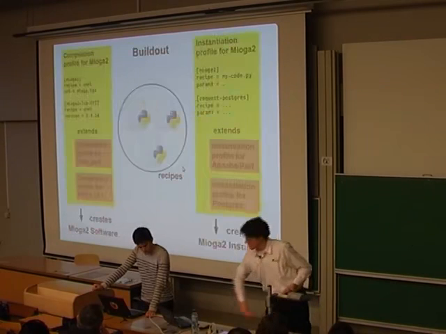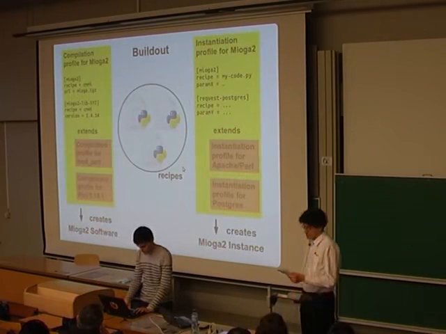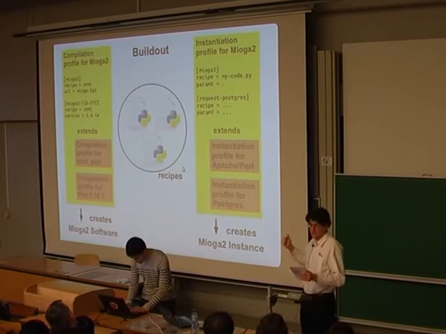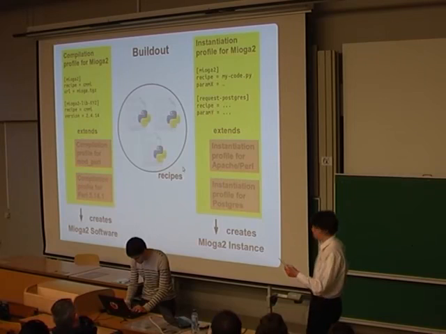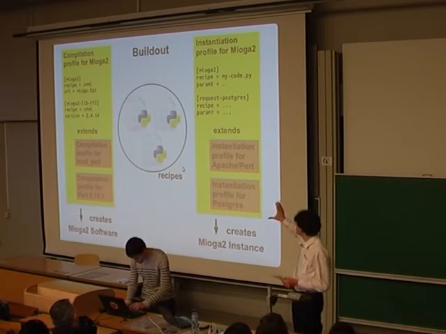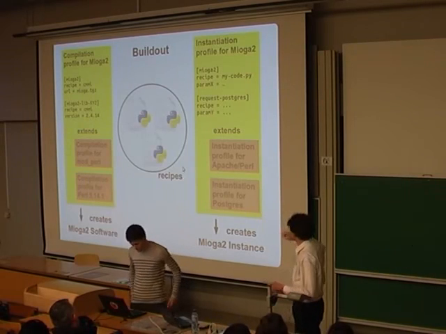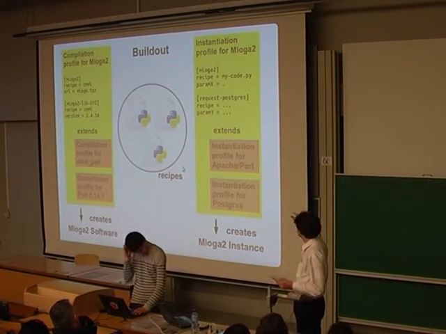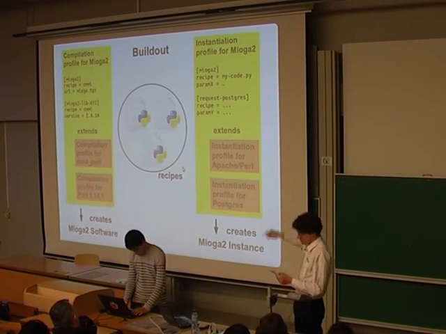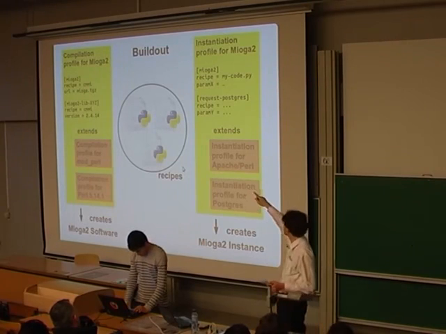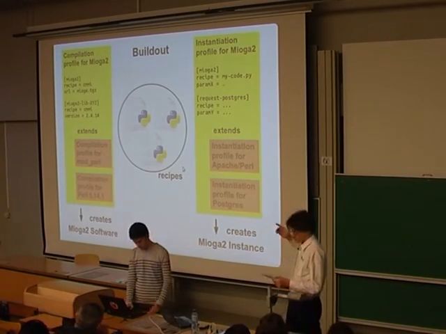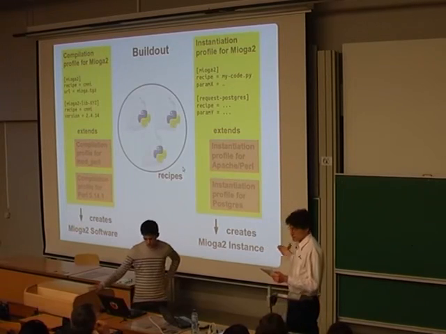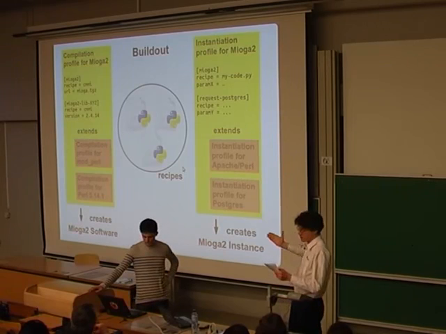Both compilation and instantiation use buildout. Buildout is a Python system that takes care of the life cycle of the software: downloading, patching, compiling, and deployment. There is reuse of code going on at several levels. First of all, you have blocks of Python code, which are called recipes. And then in a buildout profile, on the left and right, I call the recipes with parameters. So the profile is like a configuration file for the running buildout.